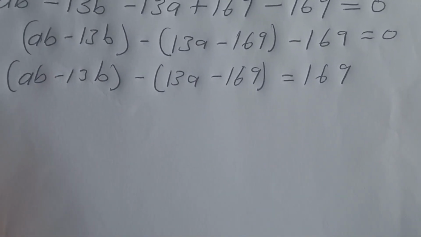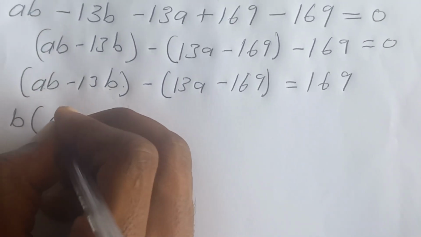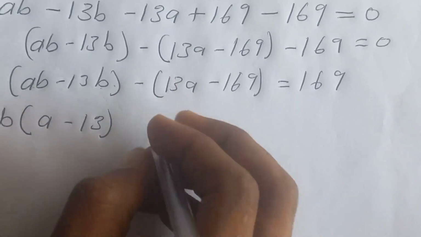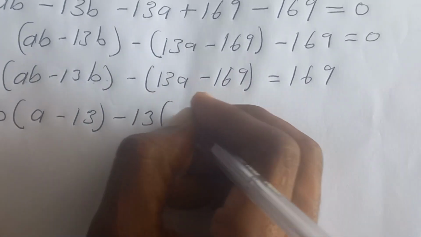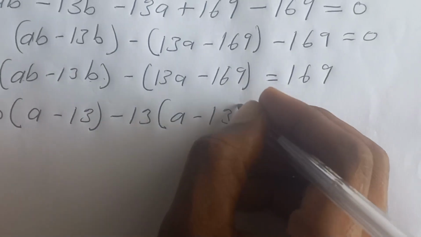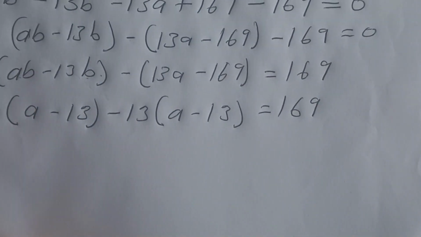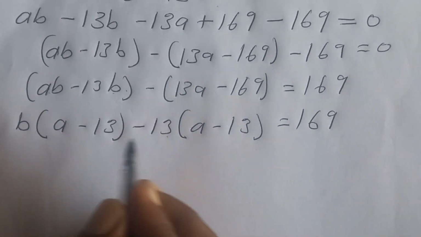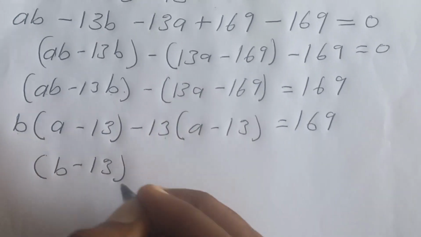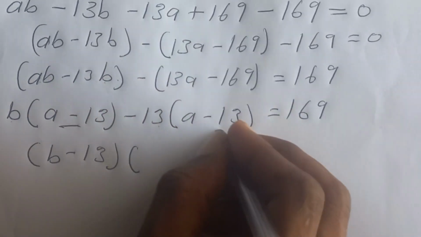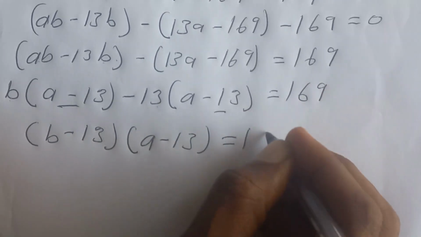Now, we are having common terms here, so you can take B out into bracket A minus 13. Here too, the common term is 13, which we take out, A minus 13 equal to 169. Now B minus 13 in one bracket, then this and this take one, which is A minus 13, and it's equal to 169.